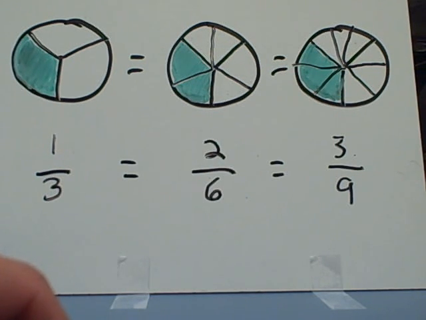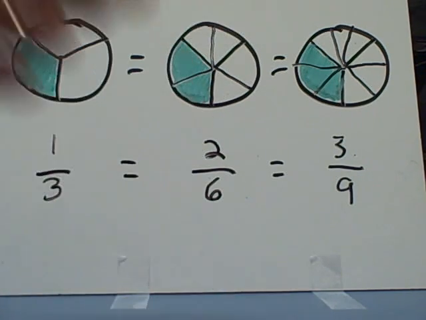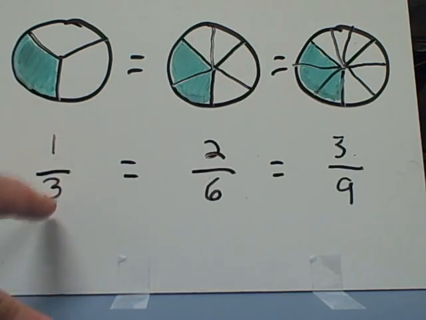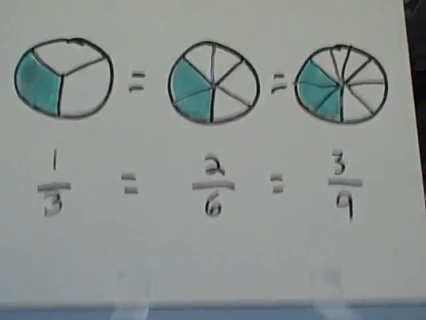So that's equivalent fractions. The key to the whole thing is really you're just taking parts and dividing them into smaller parts. And that's where the 3 parts comes in, that's where the 6 parts comes in, and that's where the 9 parts comes in. Hope that helped.